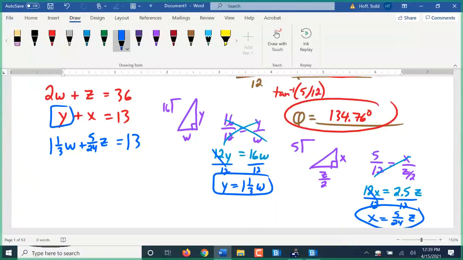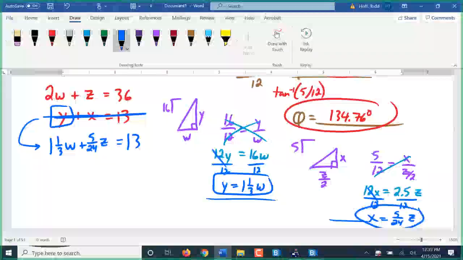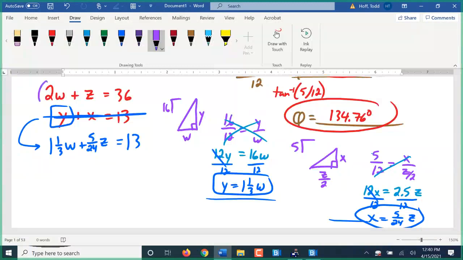So now this equation has been replaced by that one. We replaced the Y and the X in there with their equivalents from these other 2 equations. And now we have 2W plus Z equals 36. To make that fit, I'm going to multiply this whole equation by a negative 5/24 so that Z will cancel out.